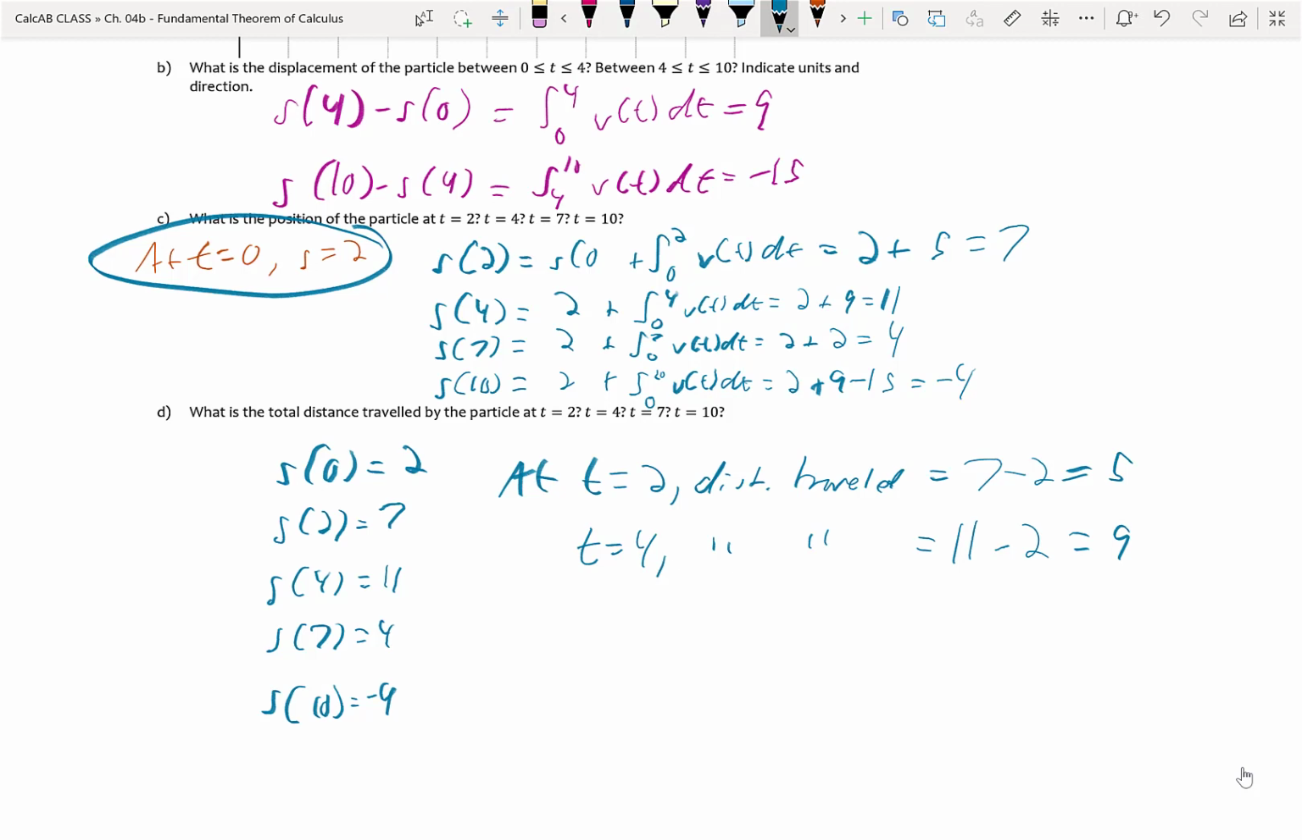Okay, now let's go to t equals 7. At t equals 7, we have to worry about the change in direction, right? It moved 9 units from, and I'm going to cross this one out because that one doesn't matter. It didn't really stop anywhere at t equals 2. But it moved 9 units from s of 0 to s of 4. So it's going to be equal to the 9 units it's already moved, plus how many units did it move between s of 4 and s of 7? Yeah, plus the 7 units it moved, which means my position is 16.